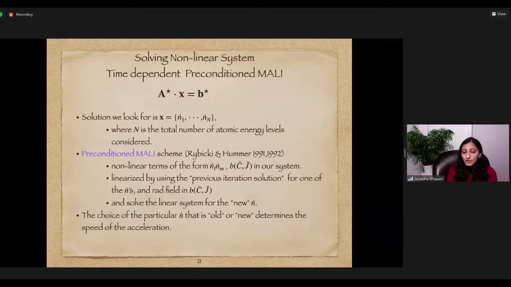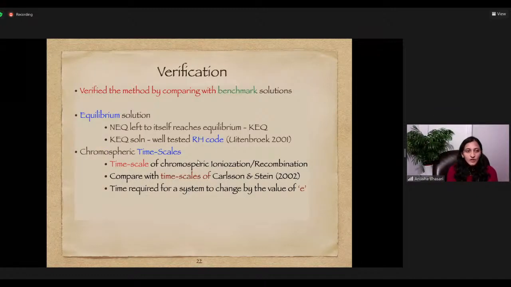Similar to the original Rybicki-Hummer method, we also have terms of the form n_L dot and n_M dot, which are products of the solutions of the population derivatives, to linearize which we have to use one of them from the previous iteration. Now, with all this, finally, we verified that our method is correct by comparing with well-established benchmark solutions.